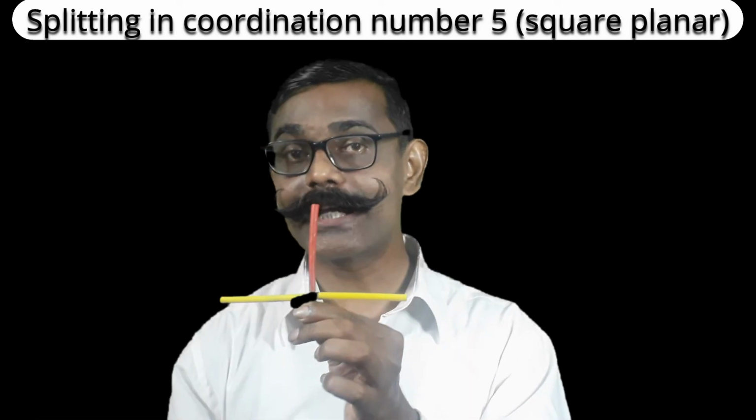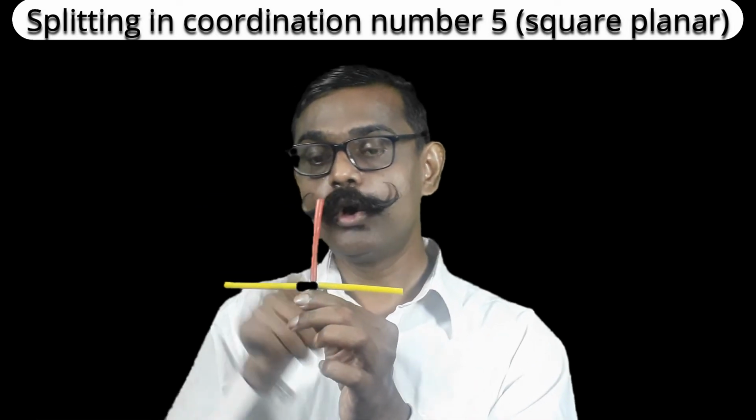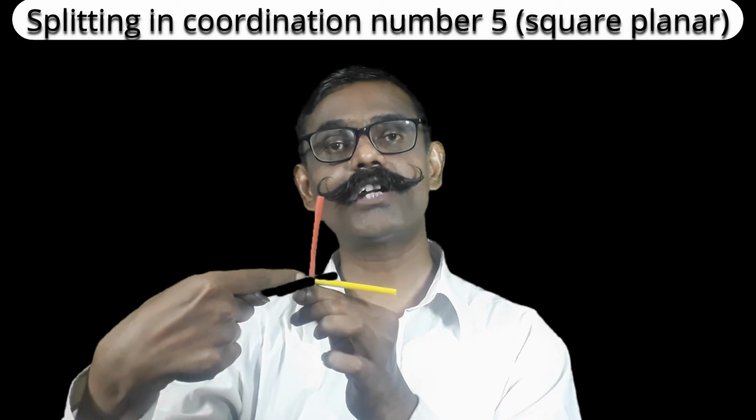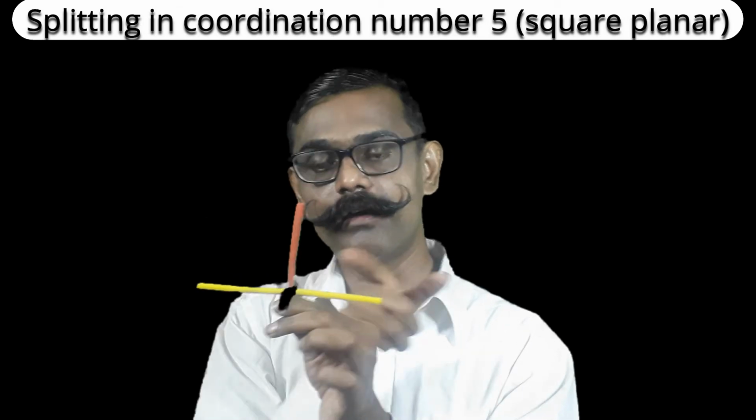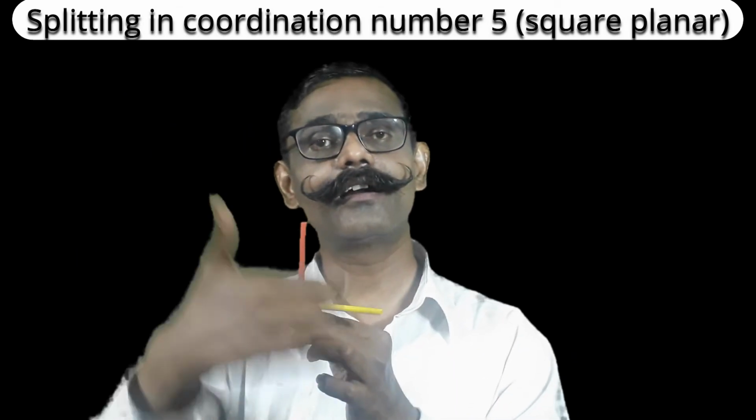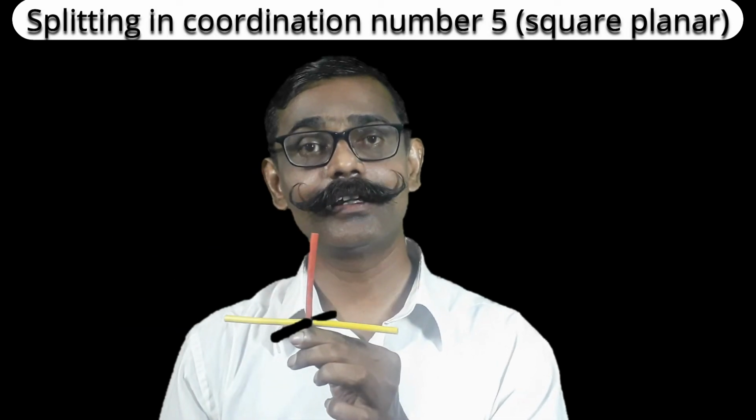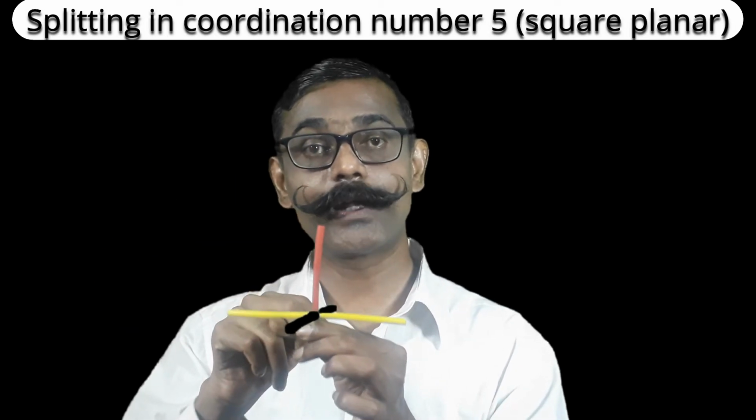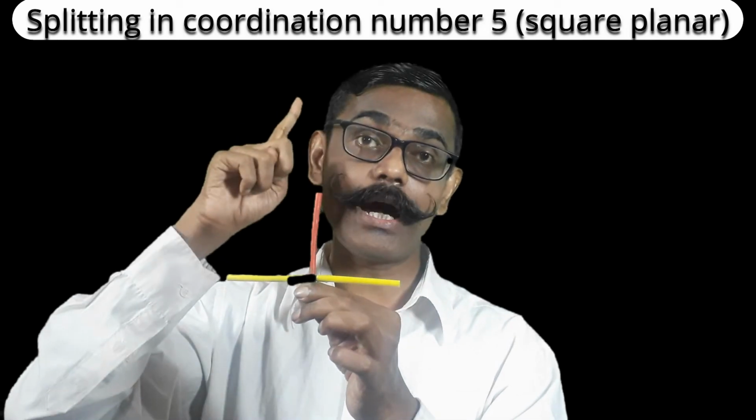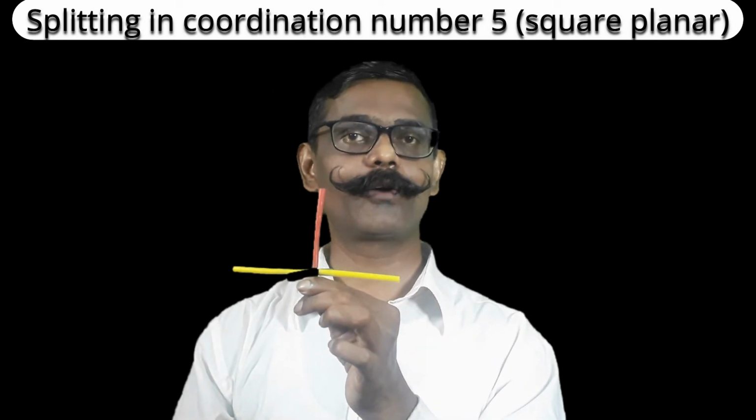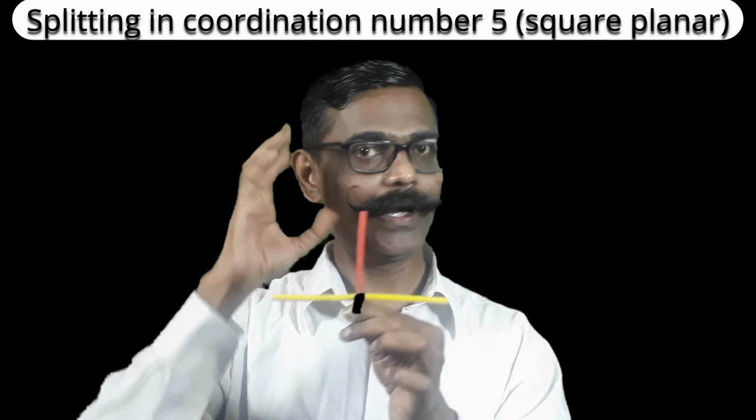Let us think about dxy orbital. In dxy orbital, lobes are between x and y. They make a 45-degree angle each. Average 45-degree separation is there. So among dx square minus y square and dxy, whose energy will be higher? Dx square minus y square orbital energy will be higher. It is one logic.